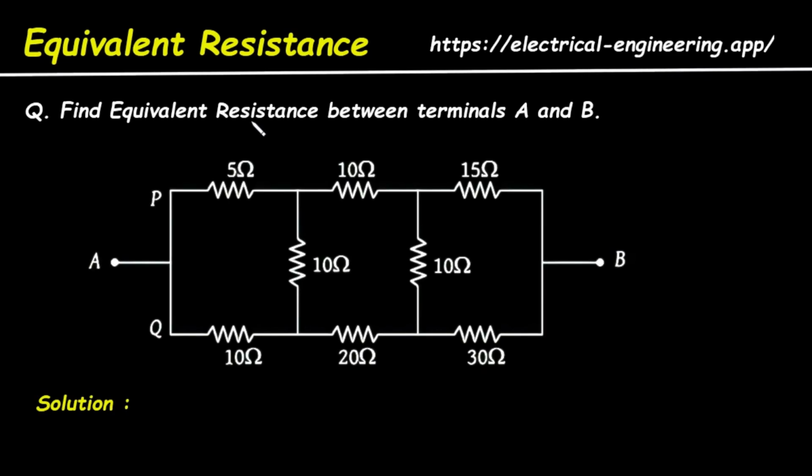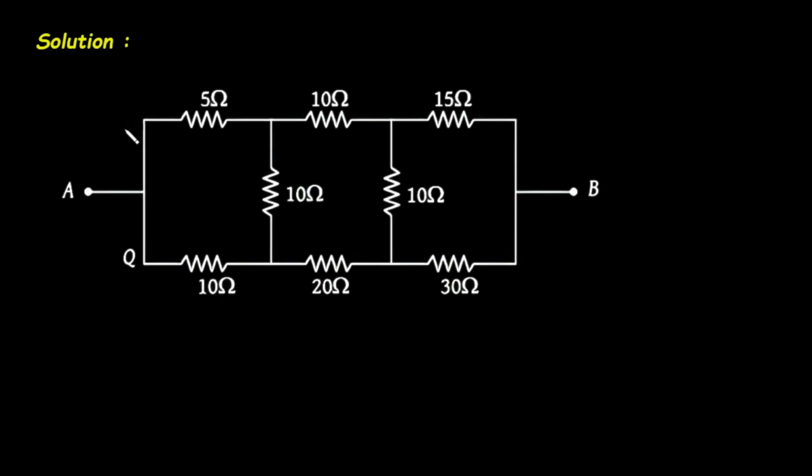Question: find equivalent resistance between terminals A and B. Now here for this circuit, we have to determine its equivalent resistance. So first of all, we will take this circuit. Now here we can erase this P and Q. Now here we can see on this side, this is a double bridge circuit. We can solve this circuit by using delta Y transformation or by using Wheatstone bridge method. So here we will solve this by Wheatstone bridge method.